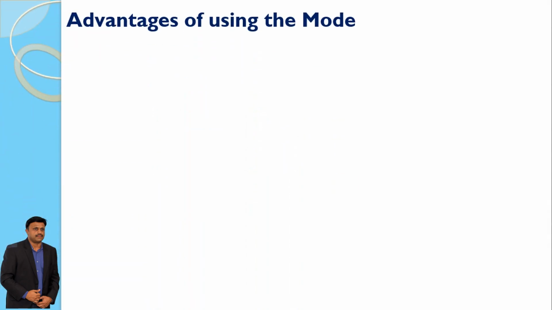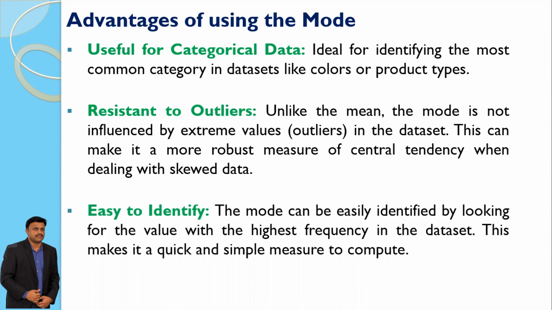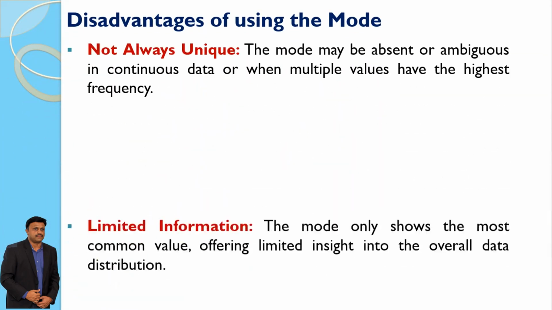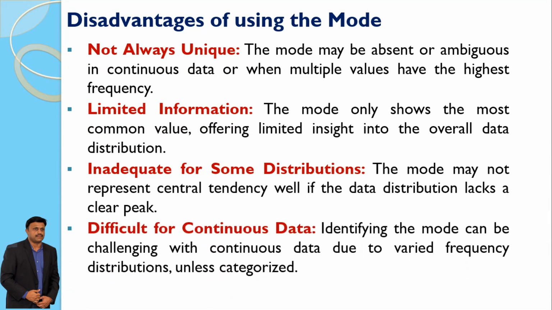The mode is useful for identifying the most common category in datasets, resistant to outliers, and easy to identify, making it a quick and simple measure to compute. The mode is not always unique and offers limited information about the overall data distribution. It can be challenging to identify in continuous data without categorization.